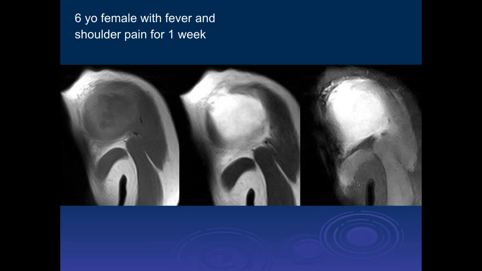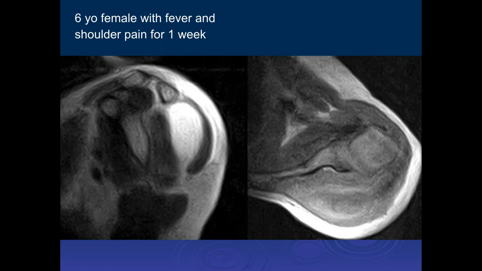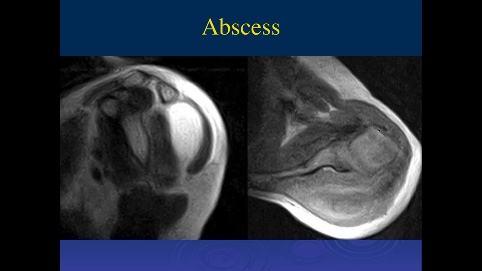It's a child with fever and shoulder pain for 1 week. So this looks like somewhere in the shoulder, just under the deltoid, I guess. It's a fluid collection surrounding soft tissue edema. So with fever and pain and collection, I think it was an abscess. And this turned out to be an abscess. I don't remember what the organism was, but this was a bacterial abscess.